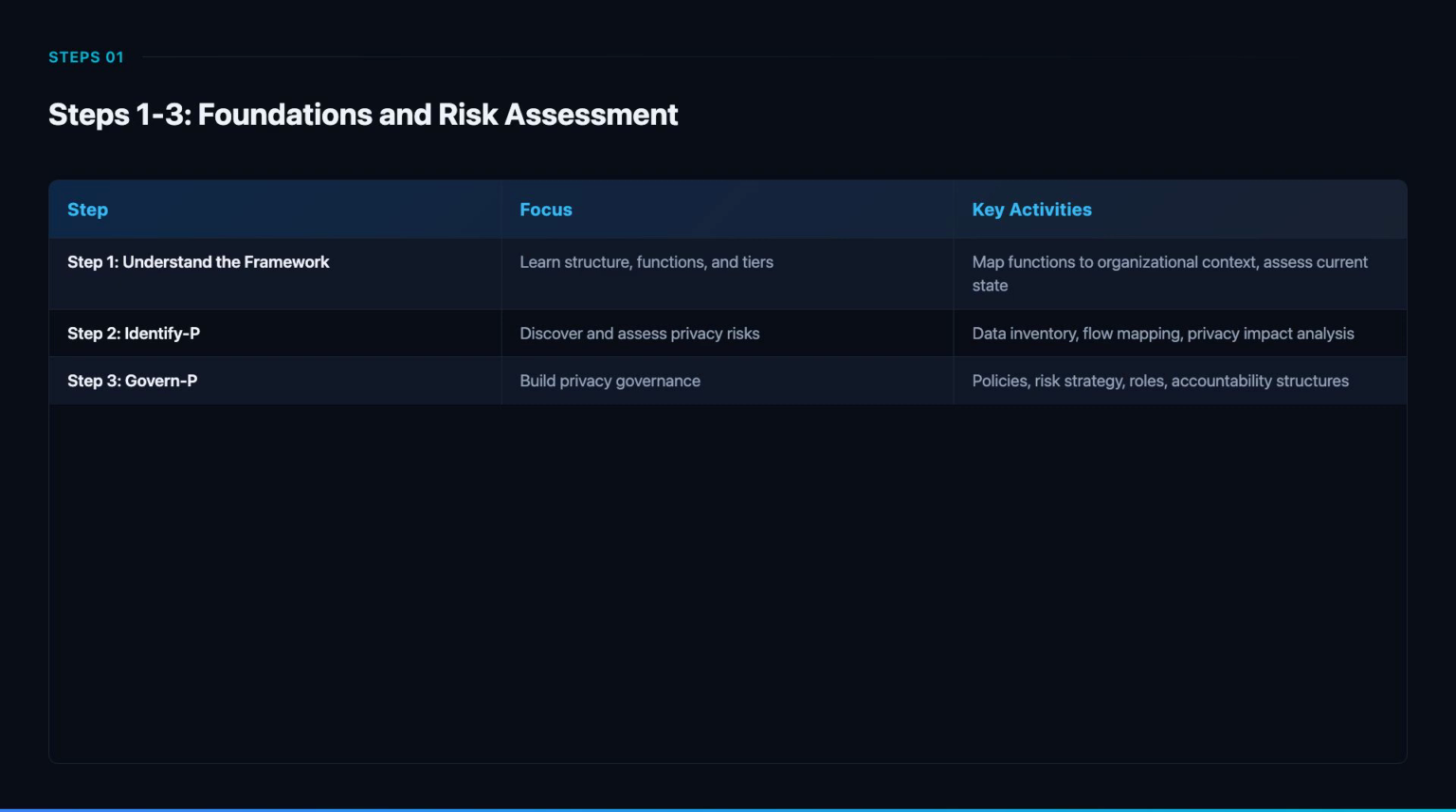Step 3 implements Govern-P. Establish the governance structure with clear policies, a privacy risk management strategy, defined roles, and accountability at the executive level. The governance framework ensures privacy decisions are made consistently and with appropriate authority across the organization.